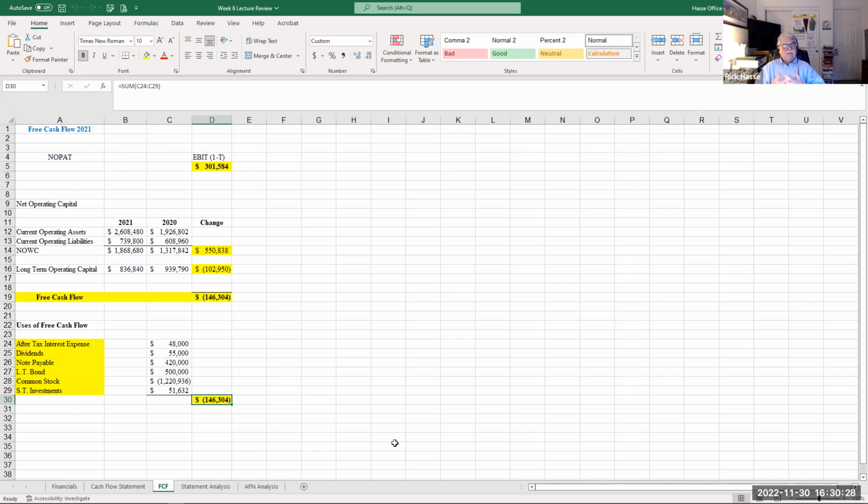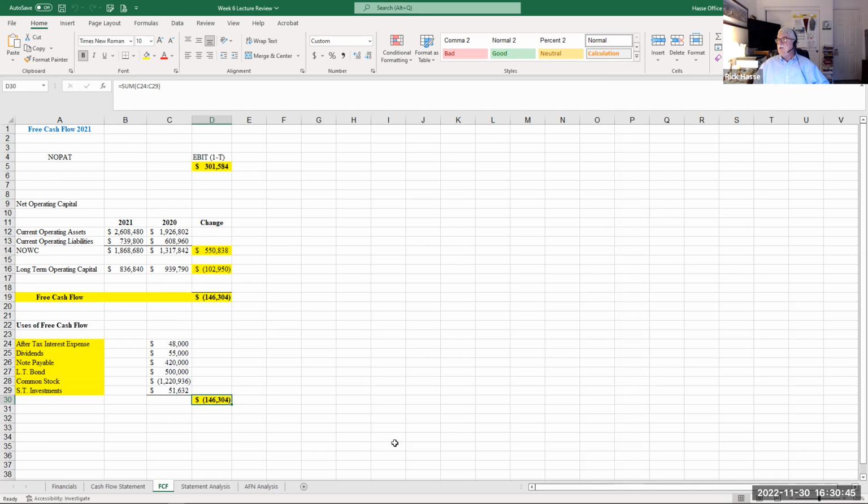Do they have anything left over to invest in new projects and new markets? As you can see here, they ain't doing it. Negative $146,304 in negative free cash flow.